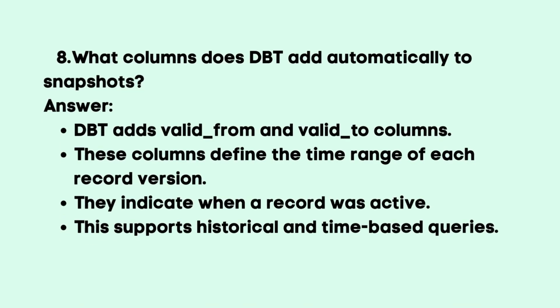What columns does DBT add automatically to snapshots? Answer: DBT adds valid_from and valid_to columns. These columns define the time range of each record version. They indicate when a record was active. This supports historical and time-based queries.